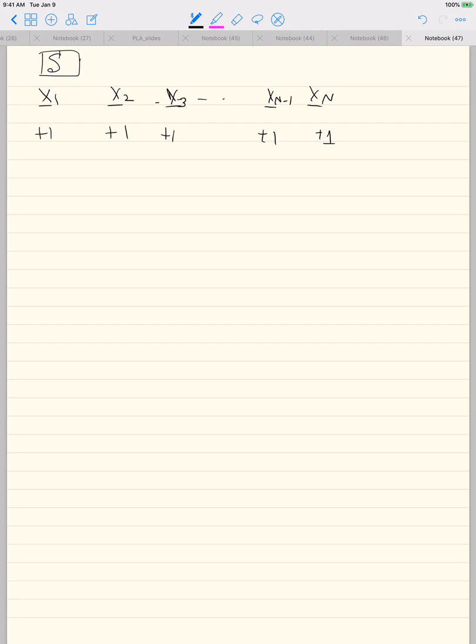Another one could be +1, -1, -1, +1, -1, and so on. I'm just writing some arbitrary vectors like this. Now, this set of vectors have been selected with one special property.